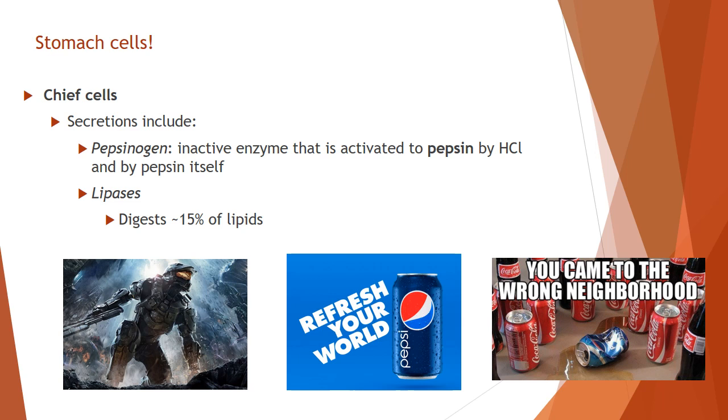All right. So another cell, the chief cell. These secrete pepsinogen, and so this is an enzyme that is activated and becomes pepsin by hydrochloric acid and also pepsin itself. And so this helps break down proteins into polypeptides, so breaking them down into amino acids, so it can actually be absorbed and used by the body.